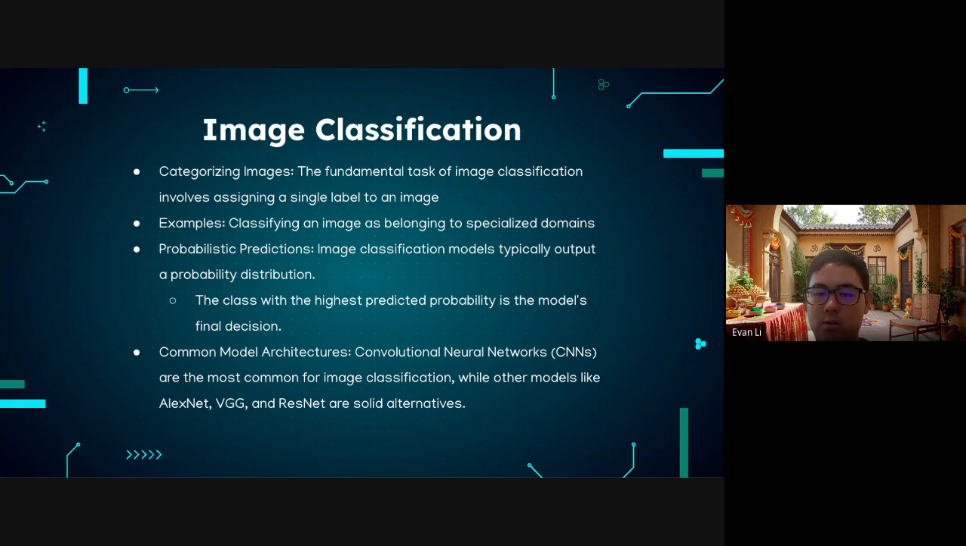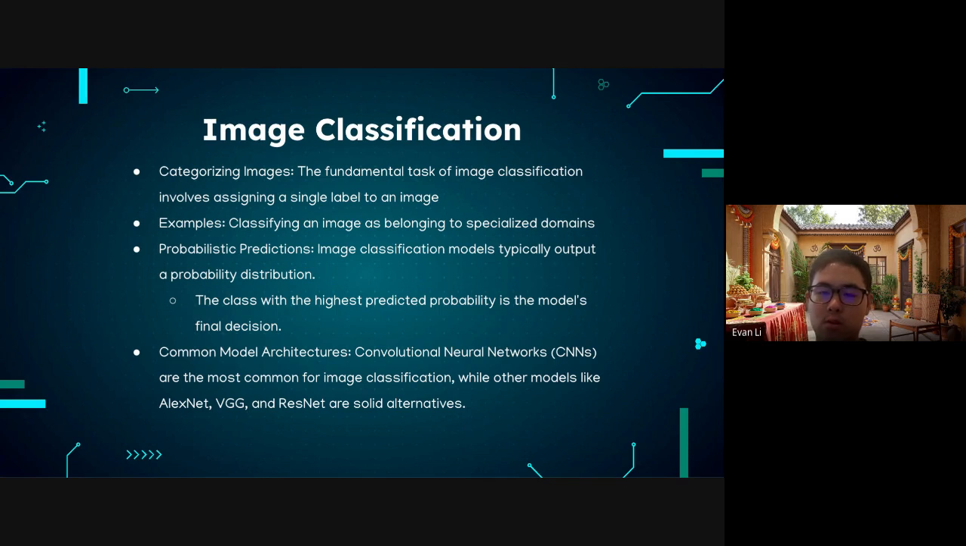Let's now delve into the fundamental tasks that define the field of computer vision, beginning with image classification. At its most basic, image classification is about endowing a computer with the ability to categorize images. The core task is to assign a single representative label to an entire image, effectively summarizing its primary visual content. Think of it as answering the fundamental question: out of a predefined set of categories, which one best describes the dominant subject or scene in this picture?